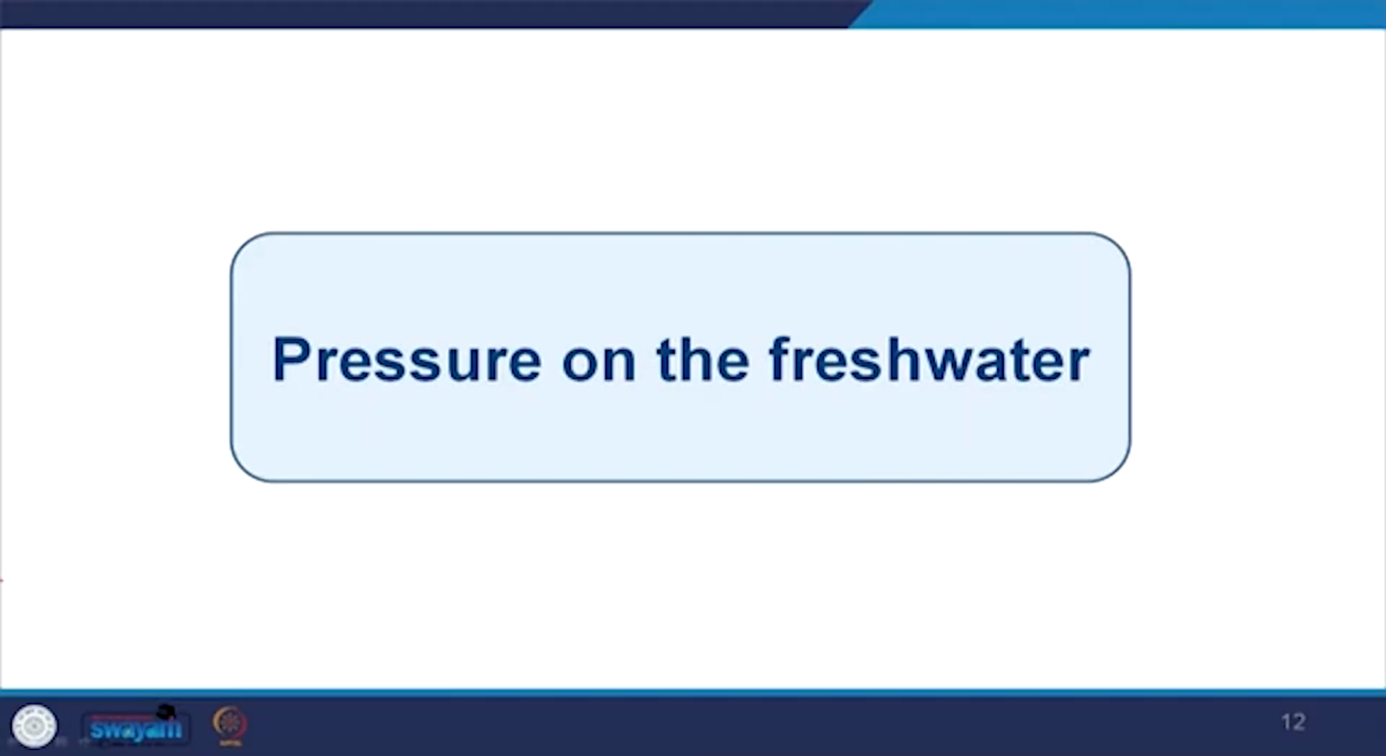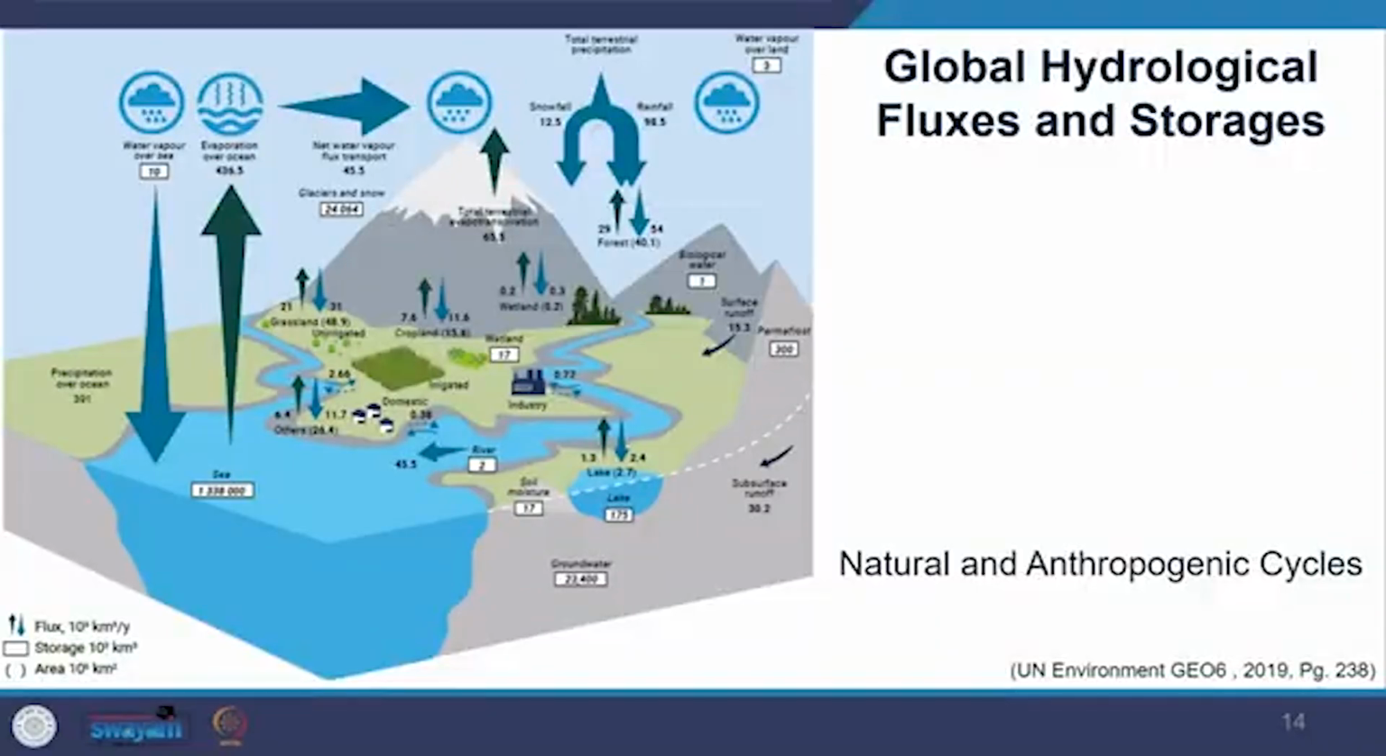Now moving on, we see what kind of pressure there is on fresh water. There is considerable pressure on fresh water due to climate change. We see that the global water cycle, which is the most important component of the weather and climate system, is changing. In the image, you can see the global hydrological fluxes and storages, expressed in 1000 cubic kilometers per year. You can see how much water storage there is in the boxes in the diagram. You can see the natural and anthropogenic cycles used for domestic, irrigation, industry, and so on. So you can read this diagram and see how the water flows.